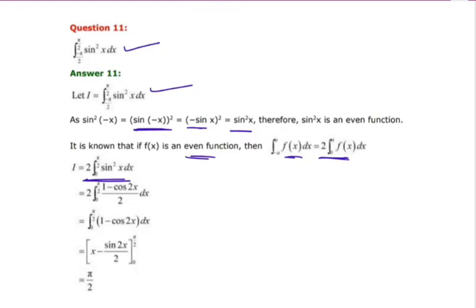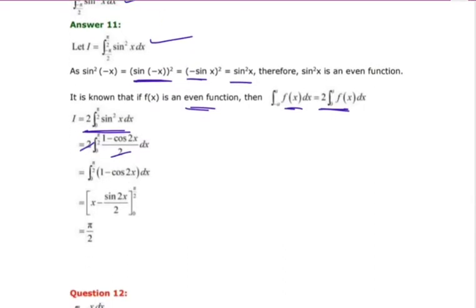So again 2 gets cancelled, 1 minus cos 2x. Now integrate this. Integration of 1 with respect to x is x. Again, integration of cos 2x is sin 2x upon 2. So after substituting, when you apply the upper limit pi by 2, the 2 gets cancelled, sin x, and similarly the second term, the lower limit, is 0 only. It is pi by 2 minus, the 2 gets cancelled, sin pi is 0 only.